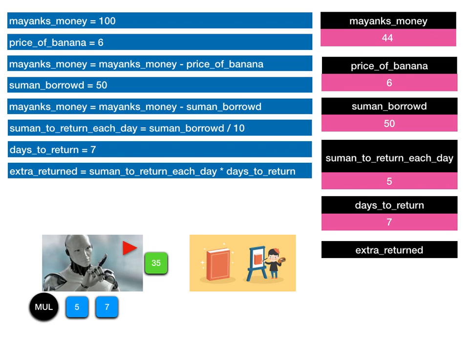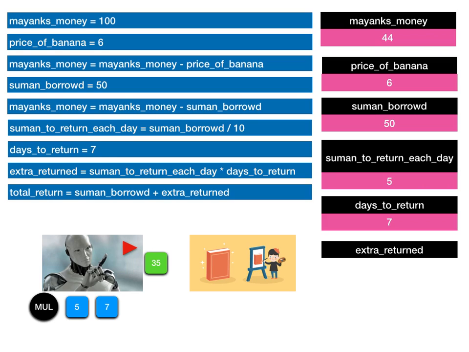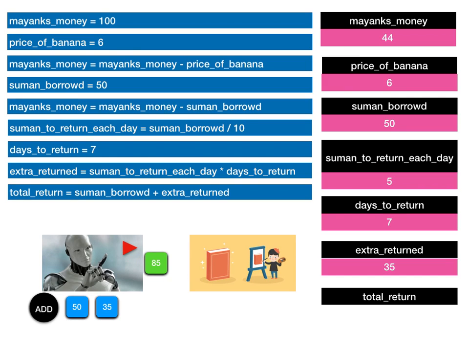Now the next part is how much total has to be returned. So total return is equal to Suman borrowed plus extra return. Suman borrowed is 50, so this 50 plus 35, let's see where it goes. This 50 gets copied here, this 35 gets copied here, the operation is sum, which is addition, it gets executed, we get the sum here, and this value total return gets created here.